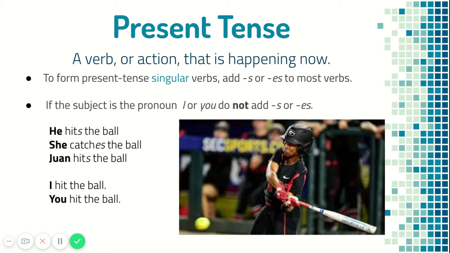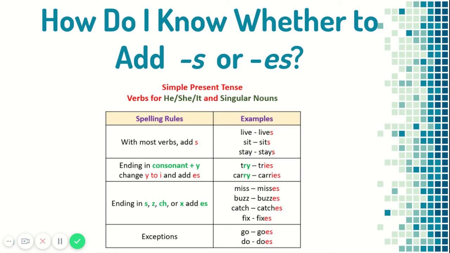Since it's singular, he is just one person, I'm just going to add an S. There are some times where you're going to add an ES, and I will go over those rules in just a moment. Okay. If the subject is a pronoun like I or you, you don't add the S. You would say I hit the ball. So it all depends on what your pronoun is. If it is I or you, it is different and you don't add anything. But if it's a singular pronoun like he or she, then you would add an S or an ES. So how do I know whether to add S or ES, okay?